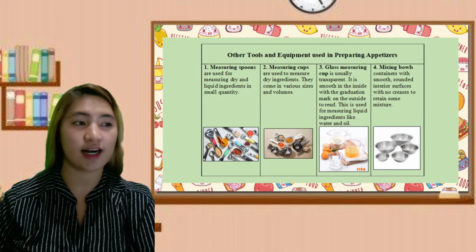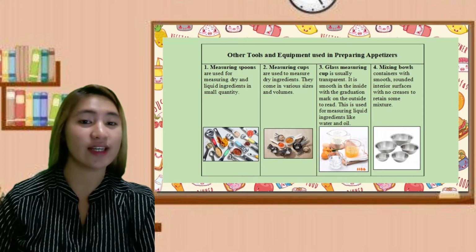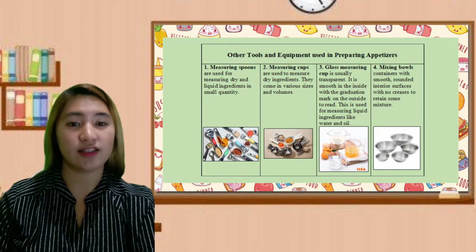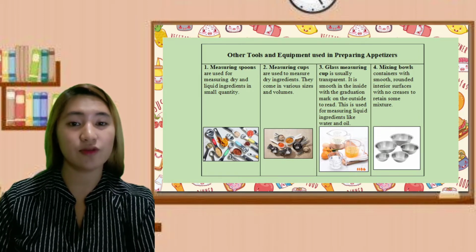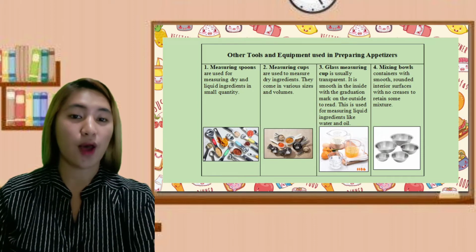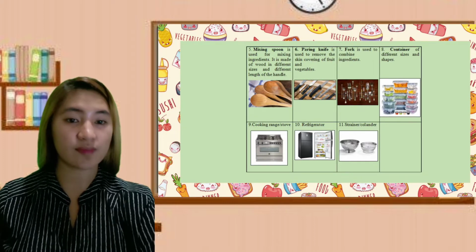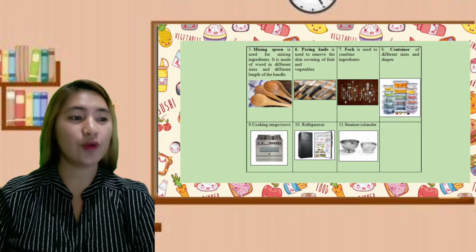Okay, Mr. Bautista, how about measuring spoon, measuring cup, and measuring glass? Okay, exactly. It is used to measure ingredients, whether dry or wet. So the spoon is used for small amounts of ingredients that you need, and the glass cup or measuring cup is used for liquid ingredients. Okay, Miss Riador, how about mixing bowls? Okay, it is used for mixing, as well as the mixing spoon.